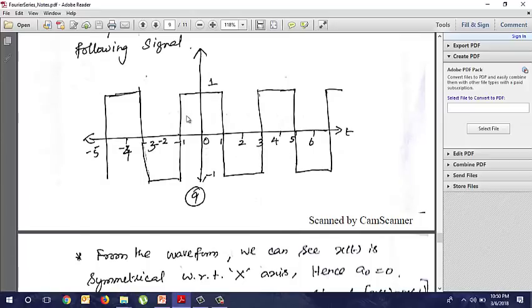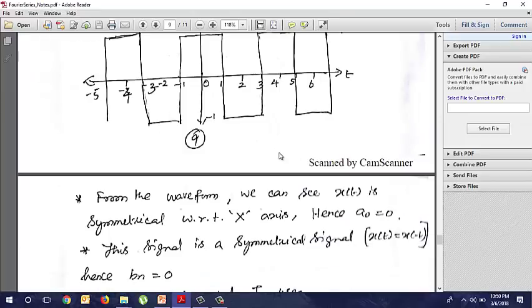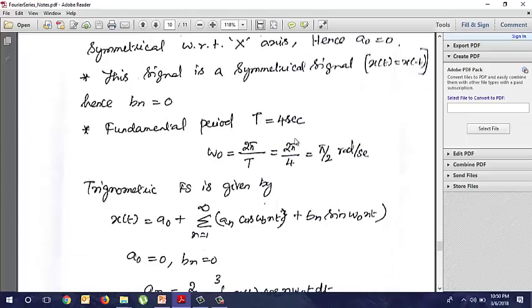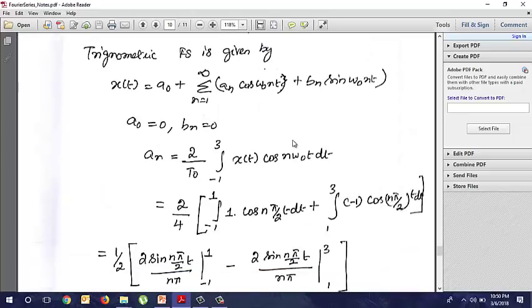Okay. Now you can see that it is a pure even signal, so its odd component will be 0. What is the odd component? Bn is the odd component, so Bn will also be 0. So this signal is symmetrical. Hence Bn will also be 0. A naught is also 0. So you need to find out only An. Okay, so now find out An.